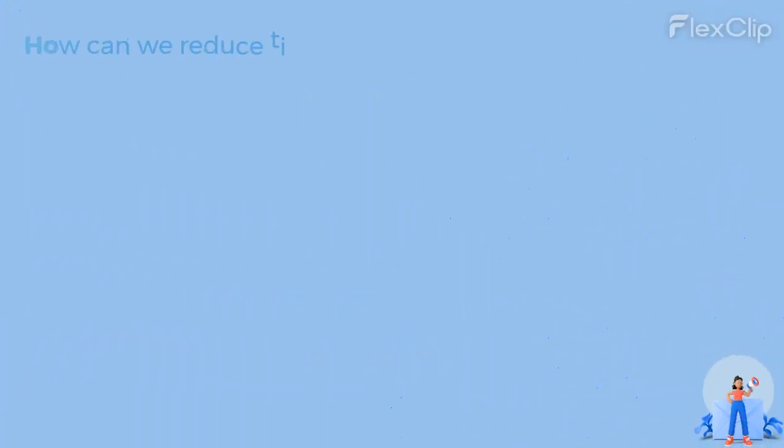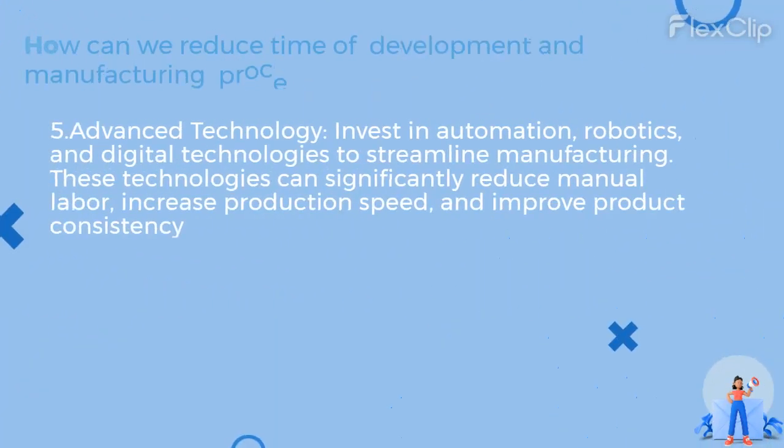5. Advanced technology. Invest in automation, robotics, and digital technologies to streamline manufacturing. These technologies can significantly reduce manual labor, increase production speed, and improve product consistency.